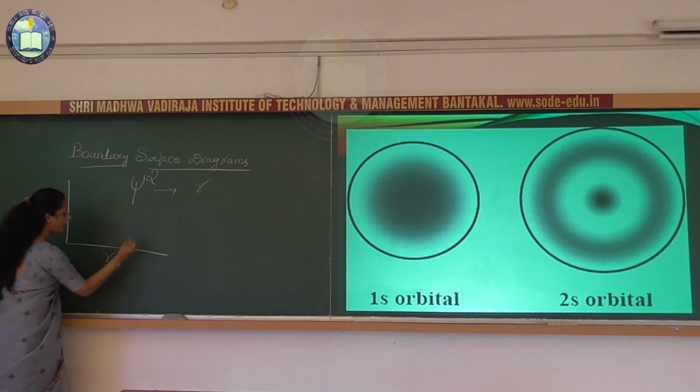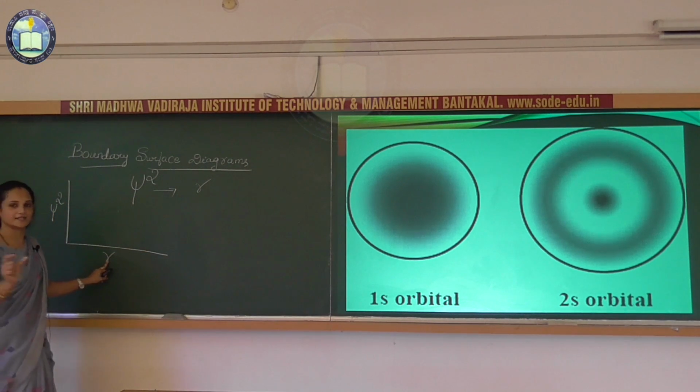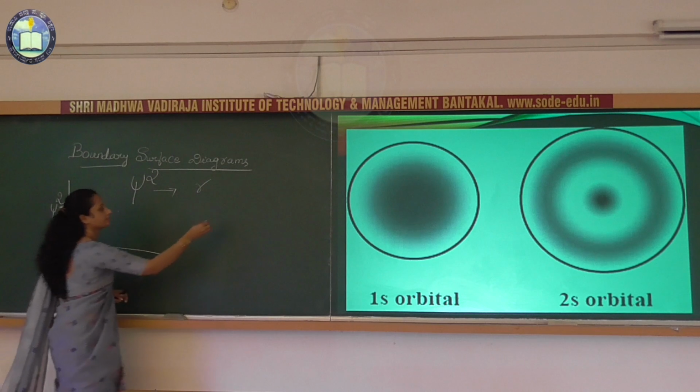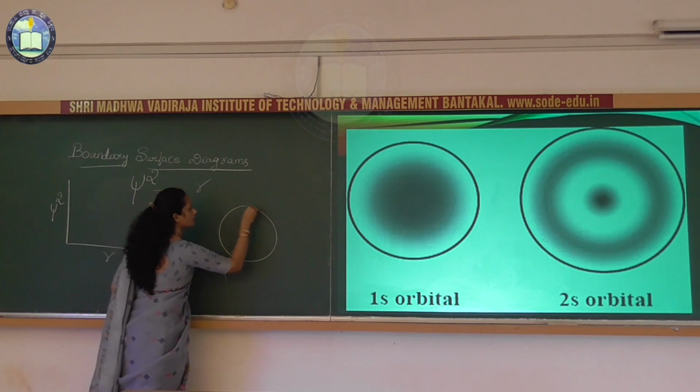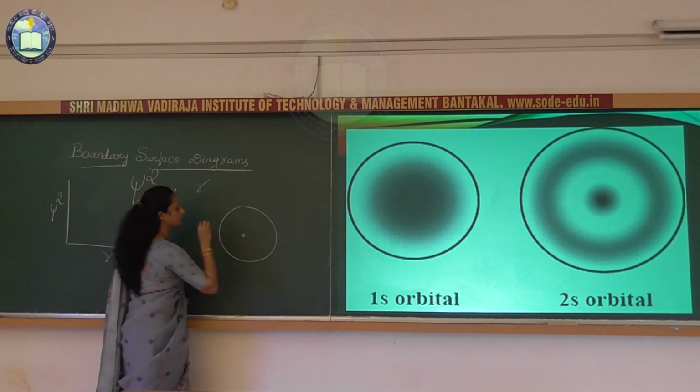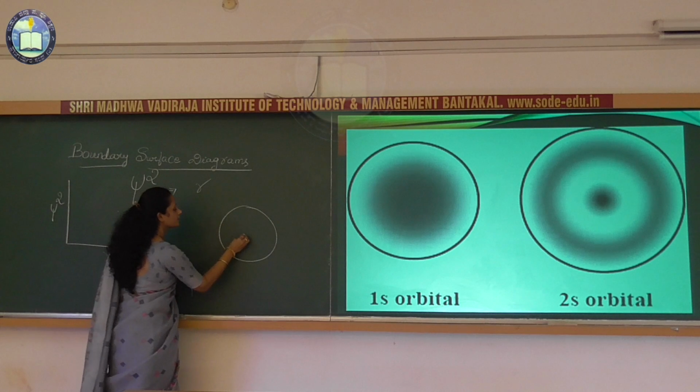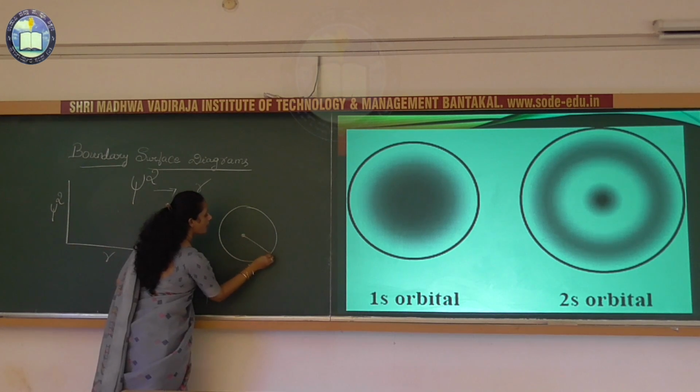Here r is the distance from the nucleus. This is our center, the nucleus. So this is r.